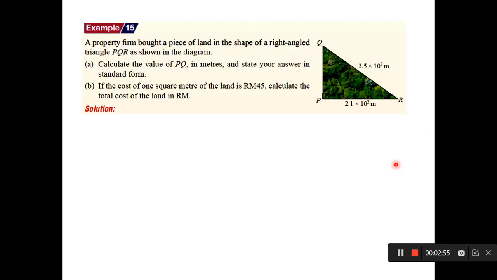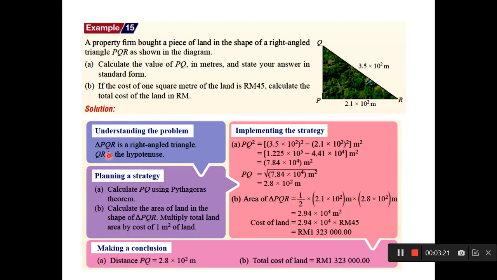Next, example 15. A property firm bought a piece of land in the shape of right angle triangle PQR as shown in the diagram. Calculate the value of PQ in meter and state your answer in standard form. Since this is a right angle triangle, this is the solution.